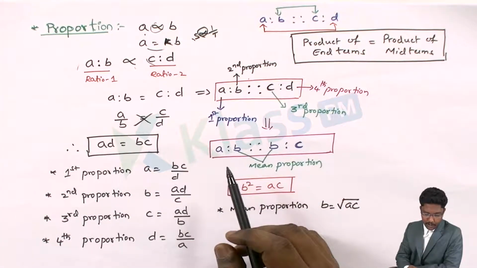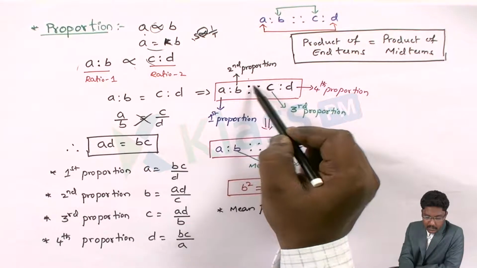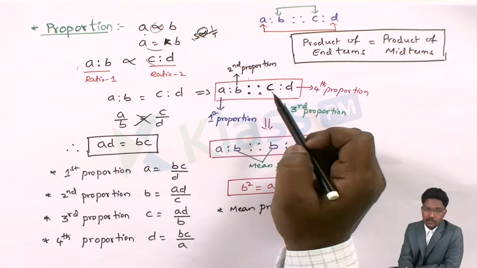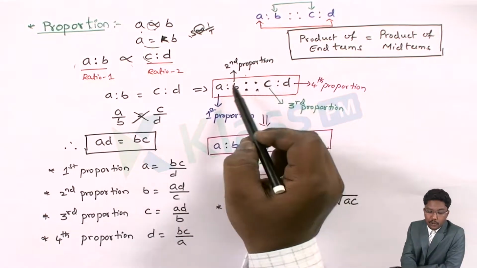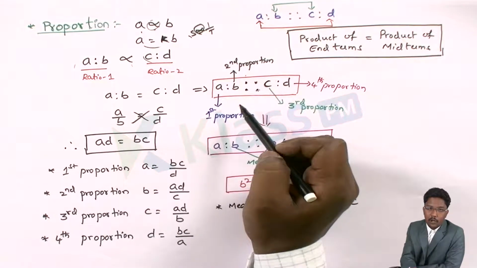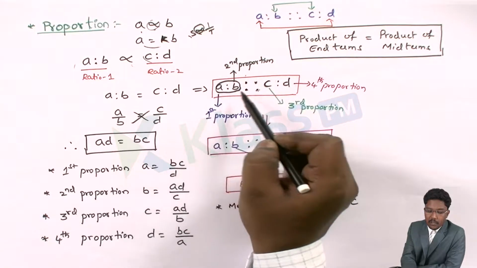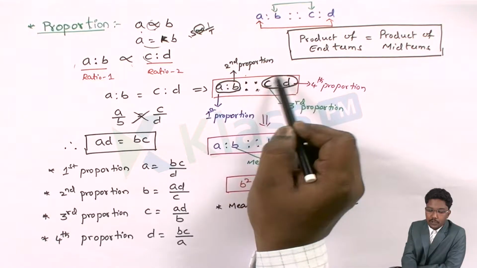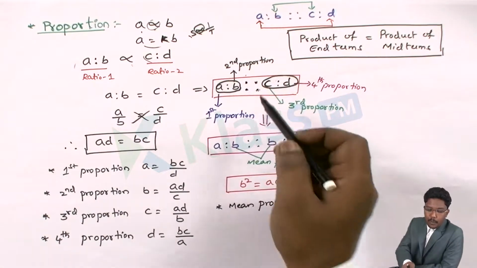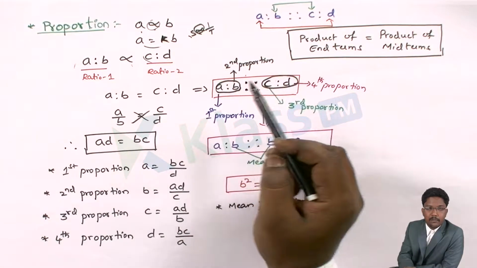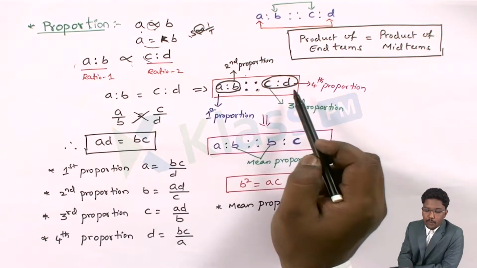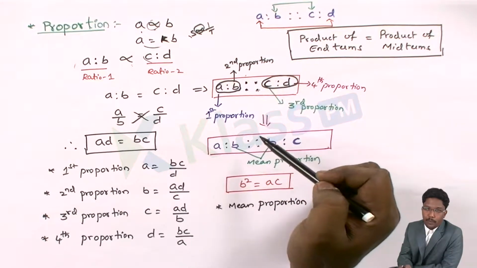In this proportionality, the proportionality symbol is this, used for two ratios. For two values it is a different symbol; for two ratios we are using this symbol. A is to B is one ratio, proportional with C is to D, another ratio. In this proportionality, the first term A is called first proportion, B is called second proportion, C is called third proportion, and D is called fourth proportion.